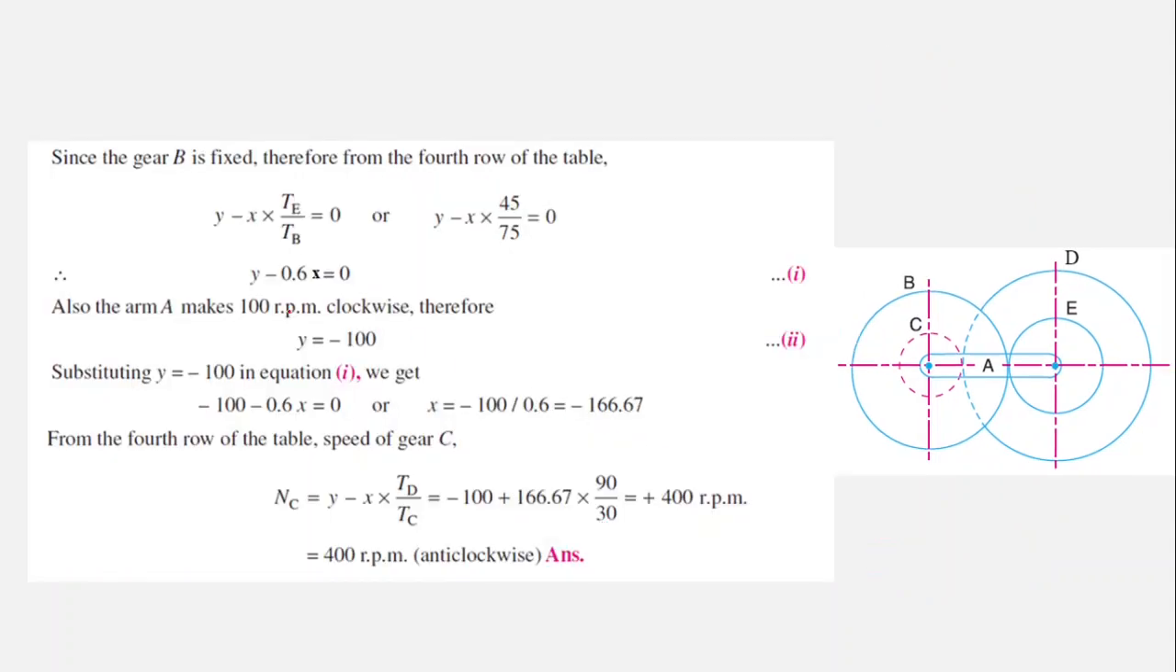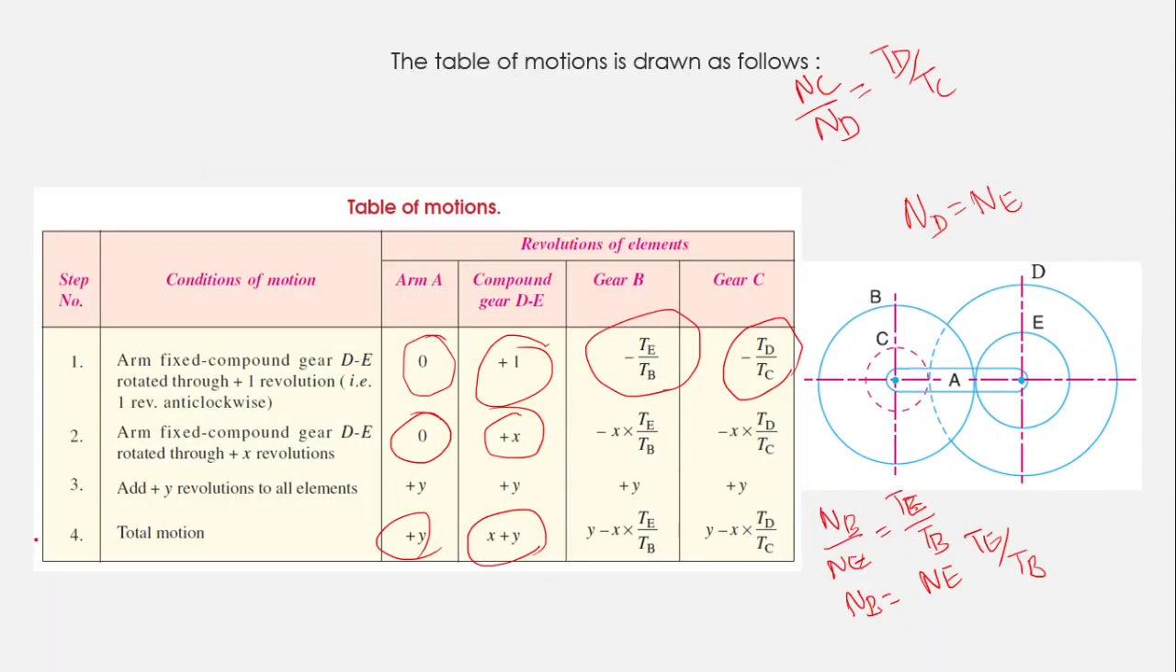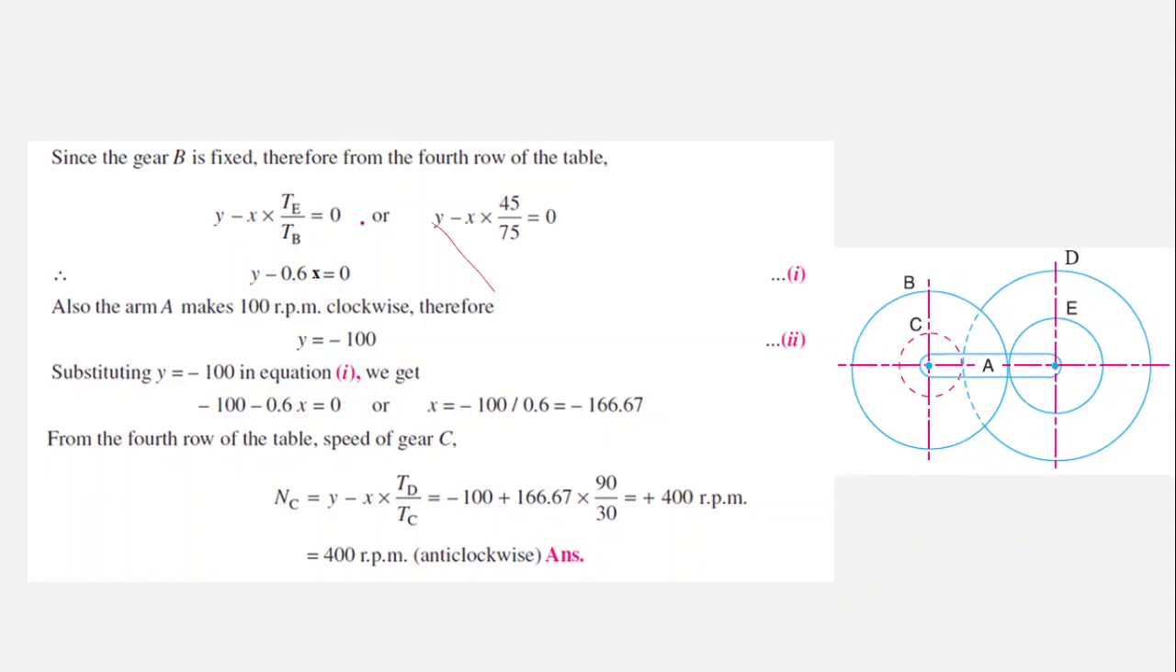Okay, since gear B is fixed, from the fourth row of the table we can say that the motion of gear B is equal to Y minus X into TE by TB, and that must be equal to 0 when gear B is fixed. That means Y minus X into 45 by 75 is equal to 0. That means Y minus 0.6x is equal to 0. That is the first equation, equation number 1.